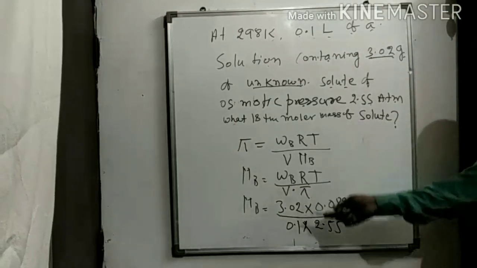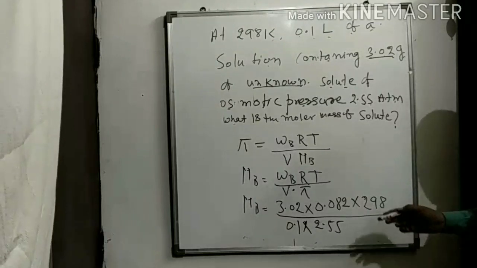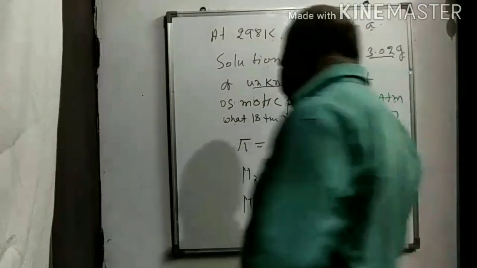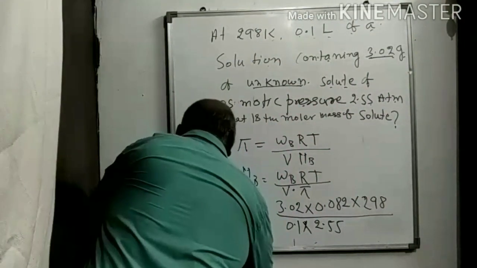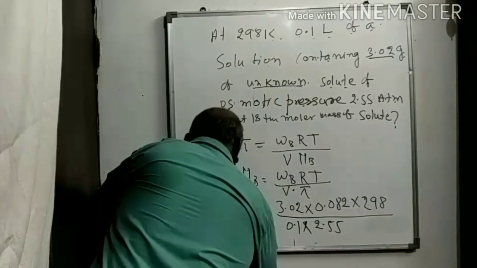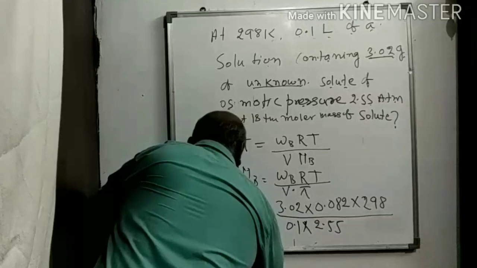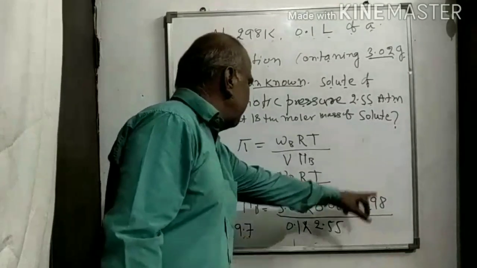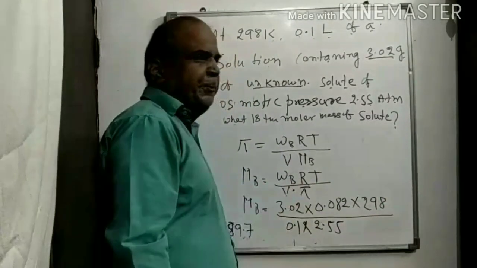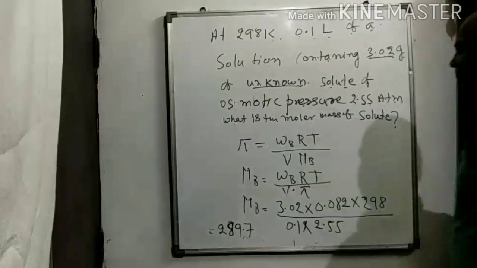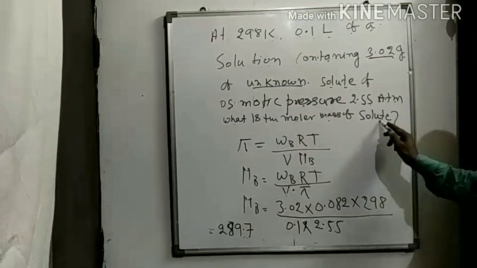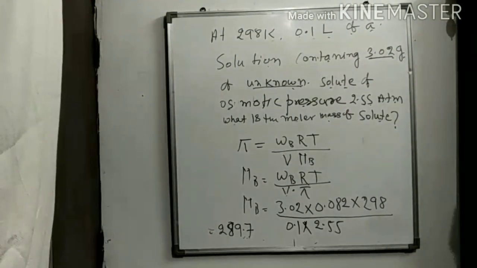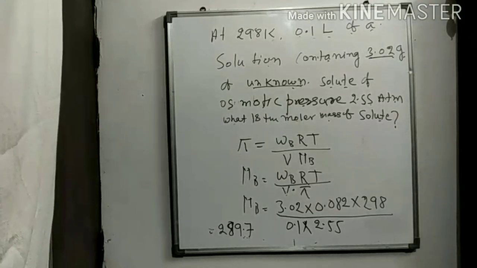Let us start to do the calculation. I will not write here until you have done it. Okay, done. 289.7. Just after the calculation of these digits, you will get the answer. This is the molar mass of the unknown solute. Okay, now is it clear?